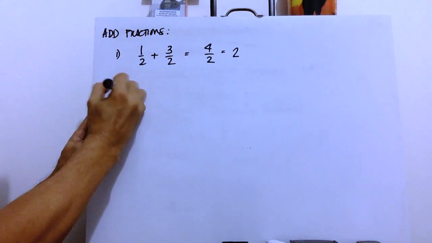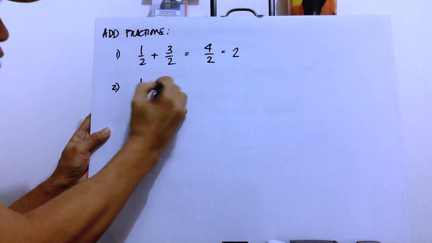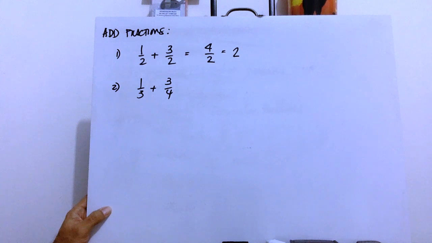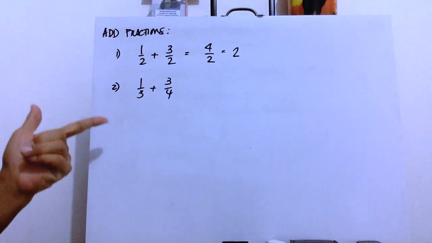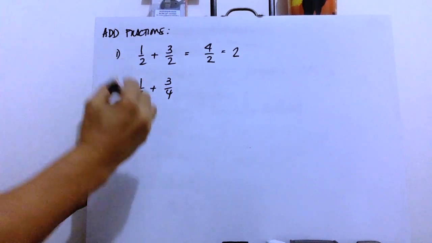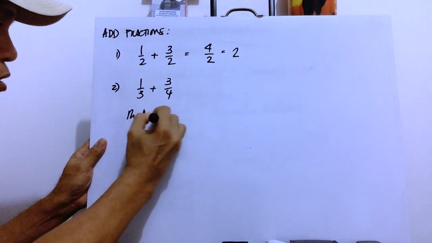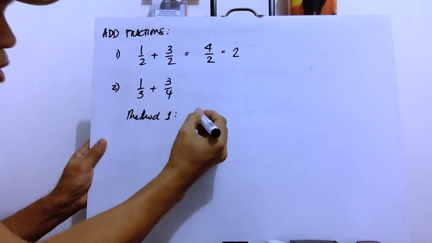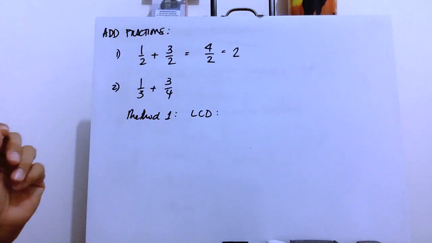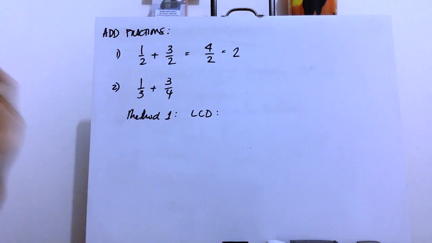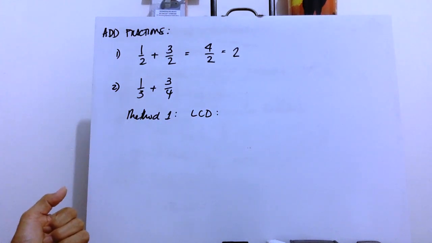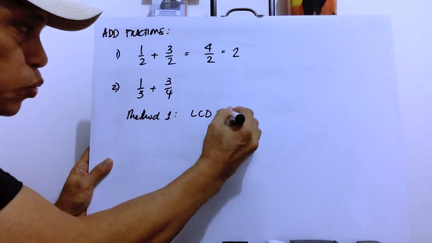Okay. Now what if the denominators are different? Let's say 1/3 plus 3/4. Okay. How do we add them? Now to add these fractions, there are 3 methods. Method 1, okay, we're going to get the LCD. LCD is the least common denominator, or the smallest number which is divisible by both 3 and 4. Okay, so the least common denominator there is 12.